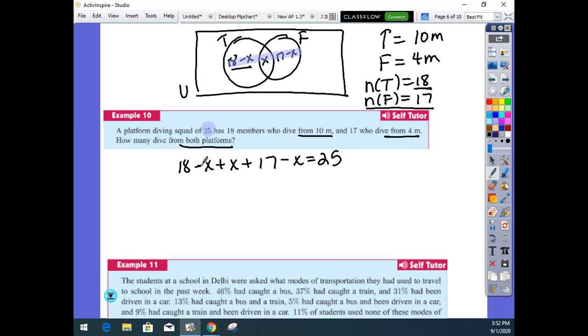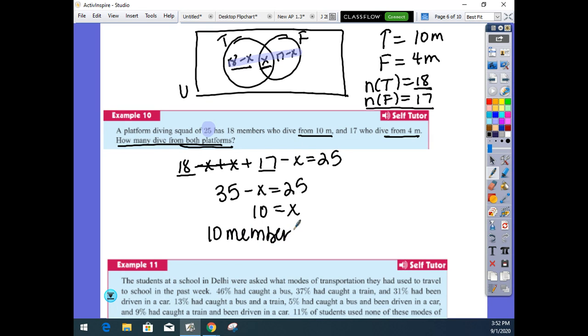Combine like terms. Add 17 and 18 to get 35. We're just solving a basic equation now. I'm going to add x to the other side and subtract 25. So 10 equals x. And how many are both? That's my x. So I have 10 members who dive from both.